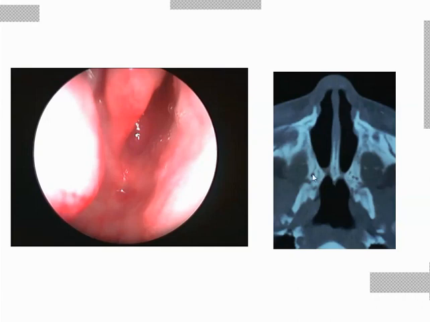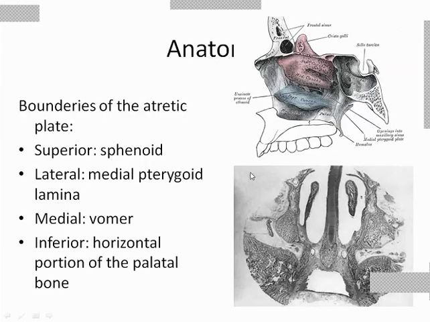Sometimes they are membranous. What are the boundaries of the atretic plate? Superiorly, the sphenoid. Laterally, the medial pterygoid plates. Medially is the vomer, and inferiorly the horizontal portion of the palatine bone. These are the boundaries of the atretic plate, where you have to drill it out. So this is the embryology I have told you.